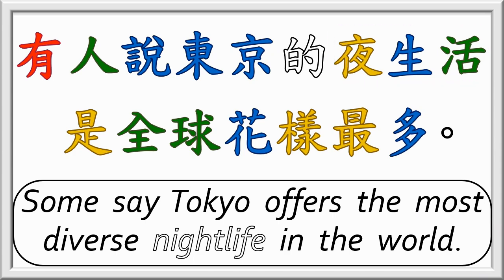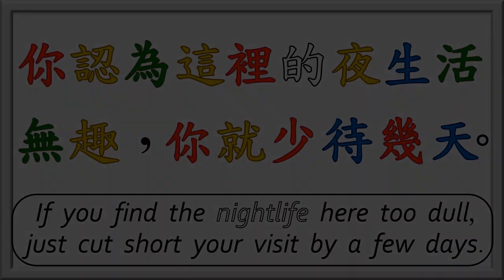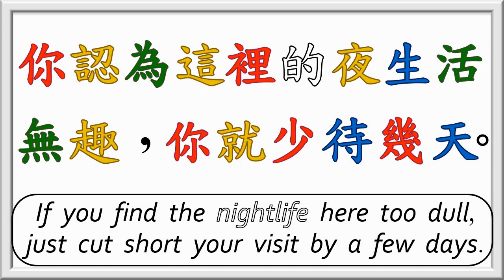Nightlife translates directly as 夜生活。有人说，东京的夜生活是全球花样最多。Some say Tokyo offers the most diverse nightlife in the world. 你认为这里的夜生活无趣，你就少待几天。If you find the nightlife here too dull, just cut short your visit by a few days.